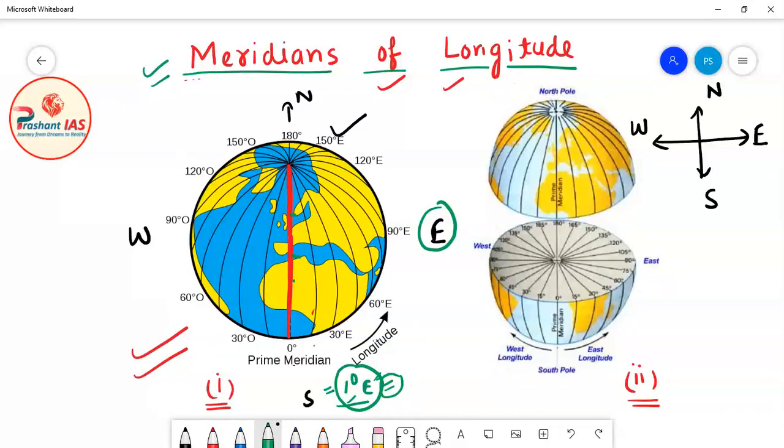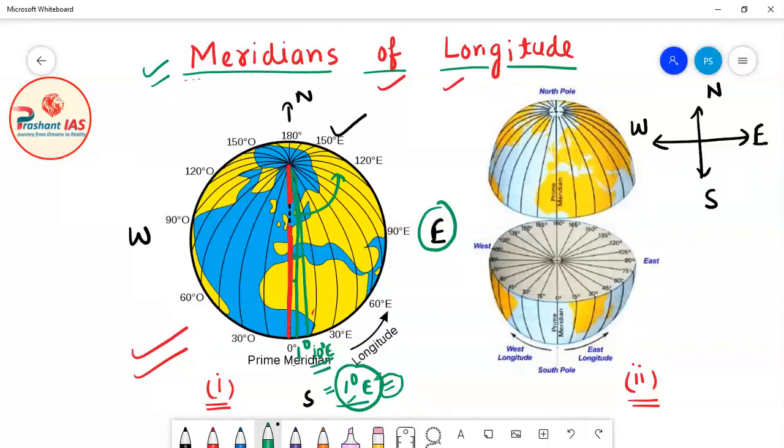Okay, so now friends, when you continue to draw longitudes to the east of the prime meridian, first of all you will encounter, let's suppose, 1 degree. Let's suppose this is 1 degree east longitude, or we can also call it a meridian of longitude. Then you will encounter another longitude, for example 2 degree, 3 degree, 4 degree, 5 degree, and when you go on like this, you will finally encounter the 10 degree east meridian of longitude.